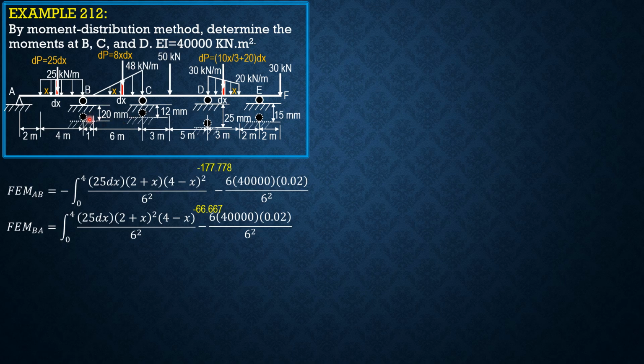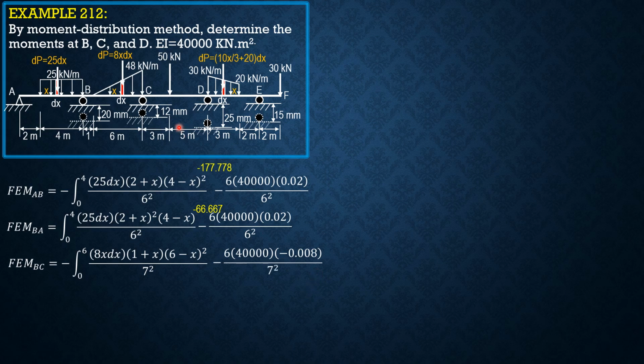The next fixed moment BC, imagine the chord joining B and C. So it is, C is higher, so the rotation is counterclockwise. So delta is treated negative 8 mm or negative 0.008. So due to the load, fixed moment is negative integral of 8x dx from 0 to 6. a is 1 plus x, b is 6 minus x, so (6 minus x) squared over 7². Then minus 6 times 40,000 times negative 0.008 over 7², where negative 0.008 is 8 mm because the chord joining B to C is rotating counterclockwise, and clockwise is positive in slope deflection equation. That's the sign convention for slope deflection equation, but actually for the universal sign convention, counterclockwise positive.